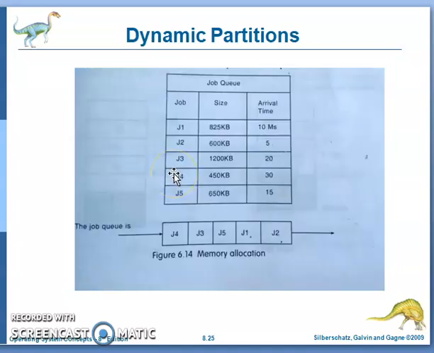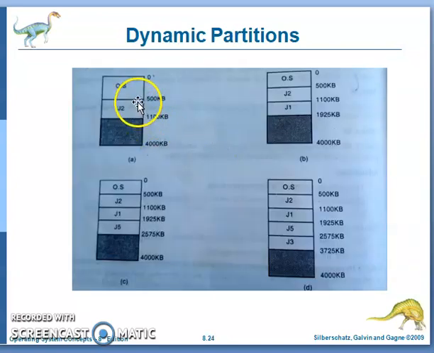Under this, job 2 arrived first. What is the job 2 size? 600. It arrived at 5 milliseconds. So from 500 to 1100, job 2 is occupied dynamically, since the job 2 size is 600. The remaining space from 1100 to 4000 is available for the remaining processes.